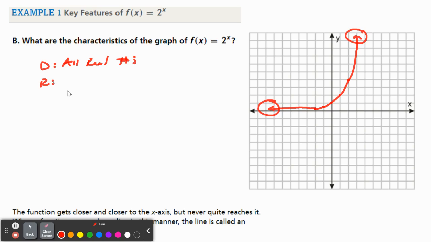Now, the range, on the other hand, is different. Let me use a different color. Let me use blue. So for the range, notice that nothing is down here, right? So your y's in this case will not be any negative numbers. Also, because the graph never touches the x-axis, where y equals 0, your y's cannot be 0. But it can be anything bigger than 0 because everything's going up. So this range is y is greater than 0.